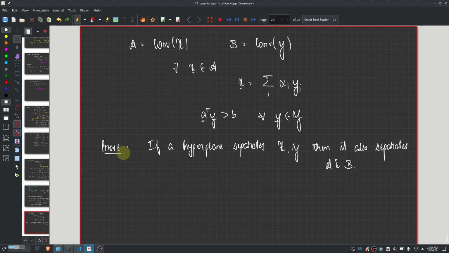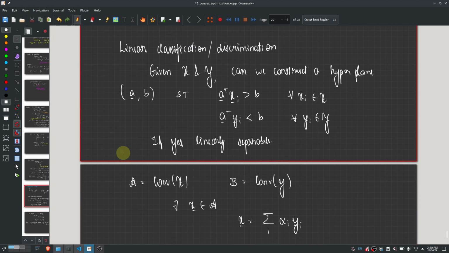Okay, but now coming back to the question. Suppose I give you two sets which are actually linearly separable. Somehow I'm generating it. I'm not telling you how I generated this set, but I'm guaranteeing that it is linearly separable. Can we come up with an algorithm to construct such a hyperplane?